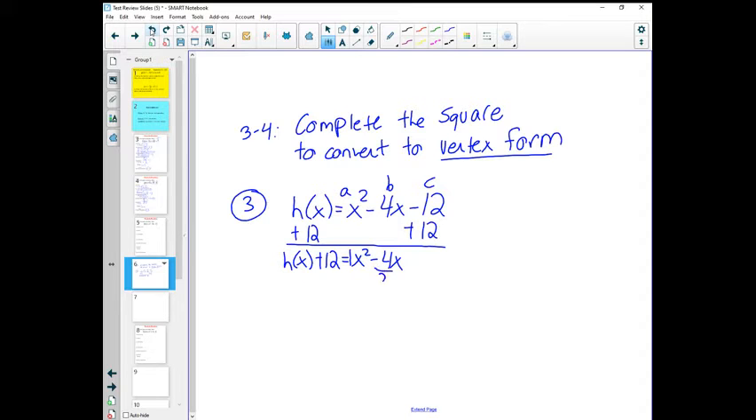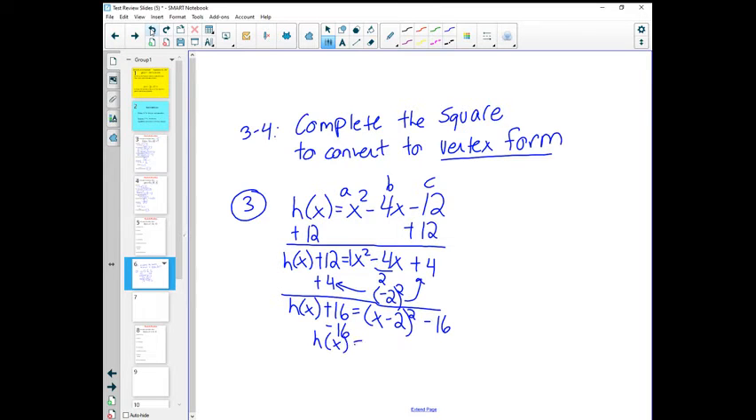Completing the square was halving the middle term. Half of negative 4 is negative 2. Square it and add it to both sides. Negative 2 squared is positive 4. So I'm adding that to both sides. Now we can simplify. 12 and 4 is 16. This right side factors into x minus 2 using the shortcut we talked about in class, and that's squared. The last step is to solve for h of x by moving 16 to the other side.